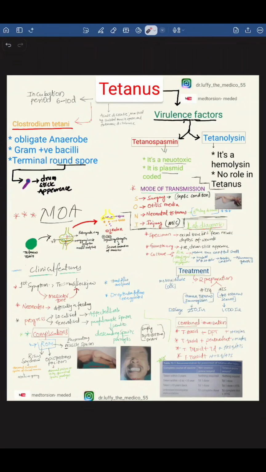What is tetanospasmin? Tetanospasmin is a neurotoxic antigen, and it is encoded by a plasmid. Tetanospasmin is neutralized by antitoxin.